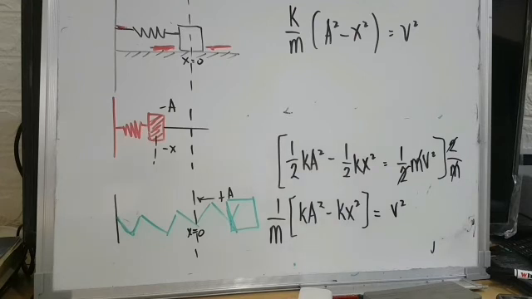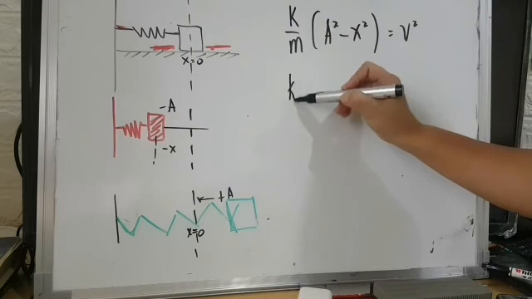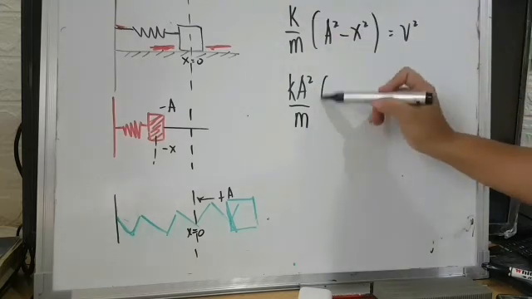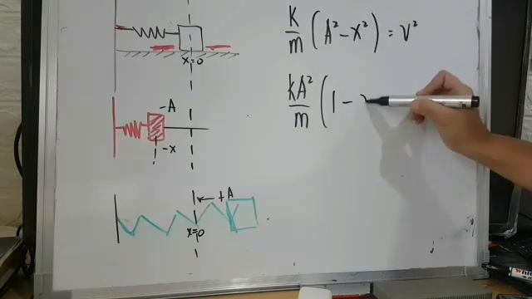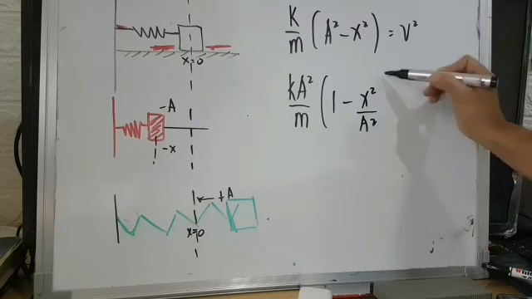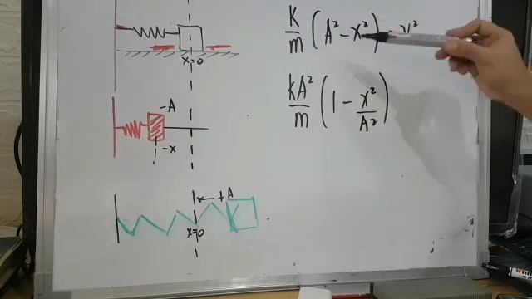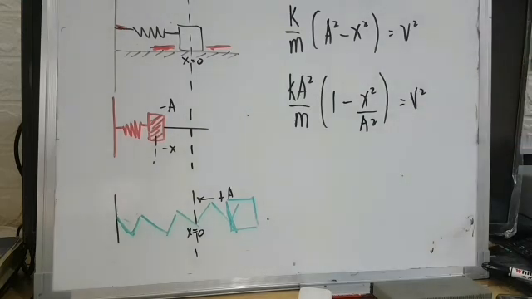And the next is we can even factor out a. And now we can also factor out a. We can have k a squared over m. But since we factored out a here, this will become 1. And then this one, we should retain this one. We can have x squared over a squared, so that when you distribute it again, it will become a squared, and then when you distribute it, it will still become x squared. Okay? So that is v squared. So we have ka squared over m times 1 minus x squared over a squared equals v squared.